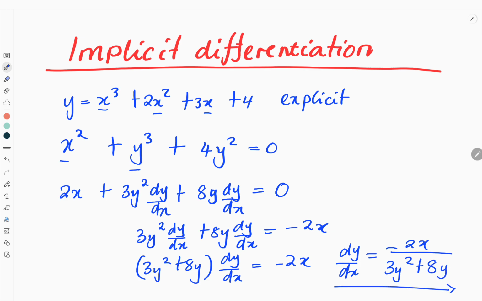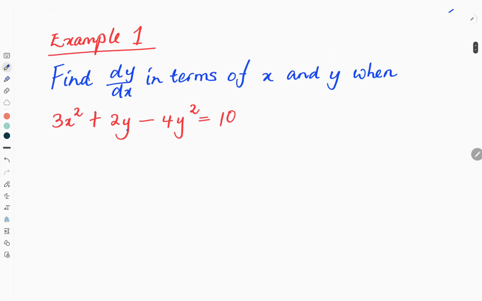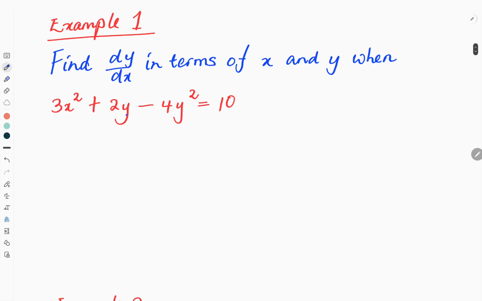And that's how you do implicit differentiation. Okay, let's move on to other examples. In example number 1, we are asked to find dy dx in terms of x and y when 3x squared plus 2y minus 4y squared is equal to 10. Remember, this is also an implicit function. It's not only explicitly in terms of x, we have got x, y, and another y variable.